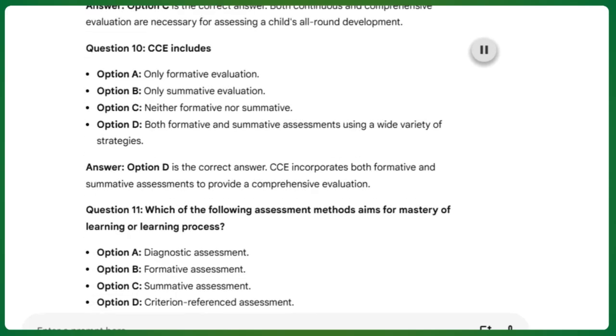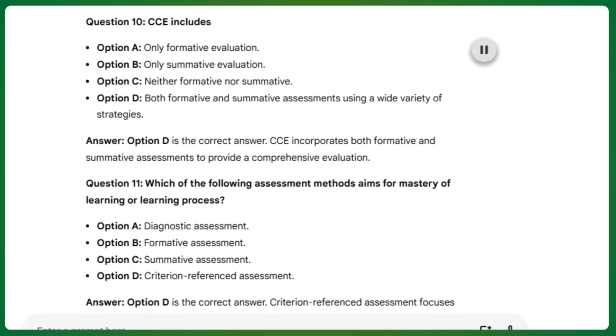Question 10. CCE includes Option A, only formative evaluation. Option B, only summative evaluation. Option C, neither formative nor summative. Option D, both formative and summative assessments using a wide variety of strategies. Answer. Option D is the correct answer. CCE incorporates both formative and summative assessments to provide a comprehensive evaluation.